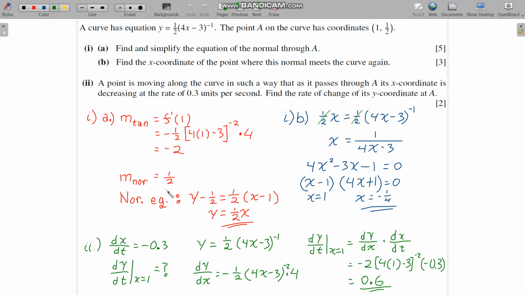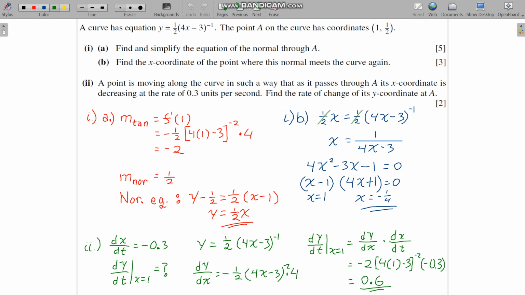So the normal equation is y minus y1. The point is (1, 1/2). The y1 is 1/2, the x1 is 1, the m is 1/2. So we get y equals 1/2 x for the normal equation. Find the x coordinate of the point where this normal meets the curve again. So we need to find the point of intersection between this normal and the curve. So 1/2 x equals this, which is 1/2 times (4x minus 3) to the power of minus 1.